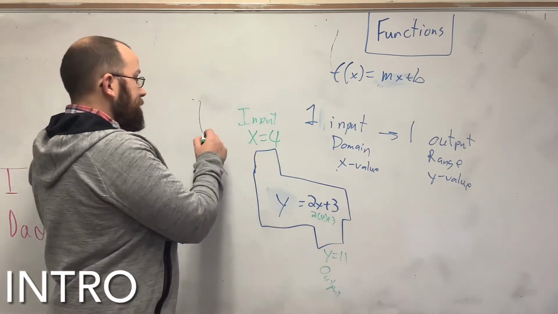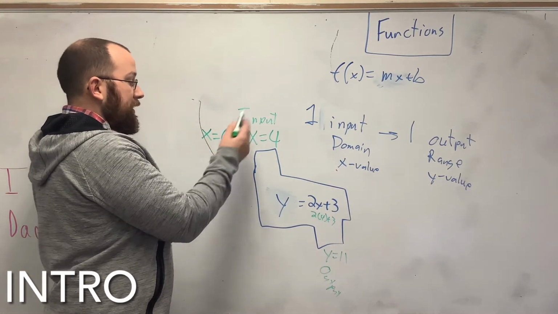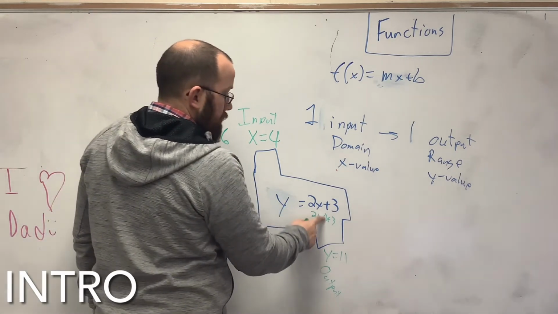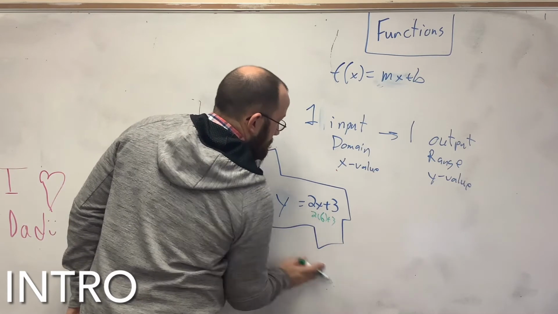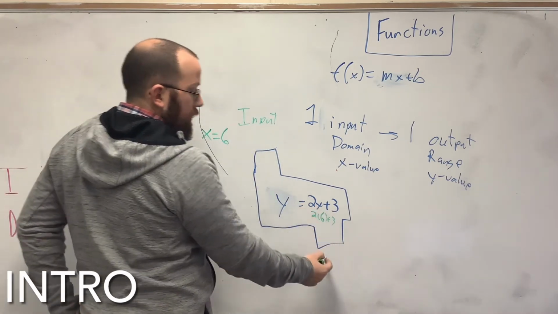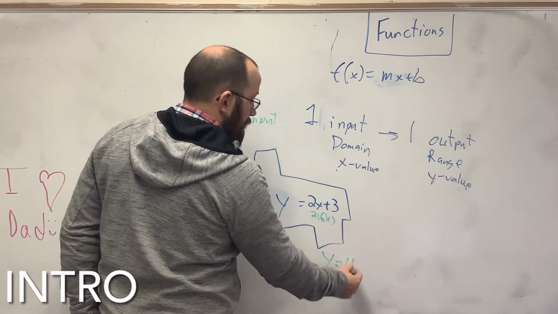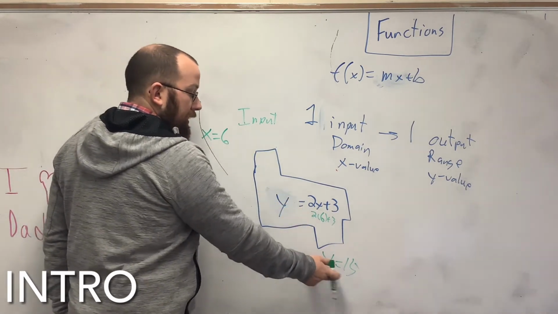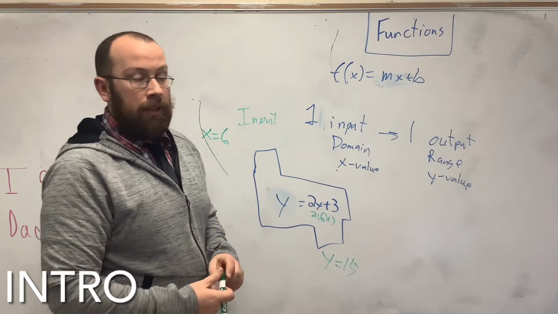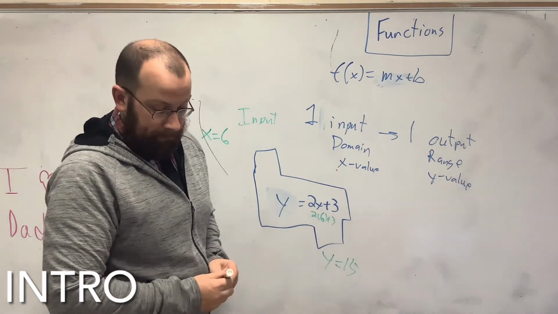Now I could say x equals 6. So throw that in there, and I get 15. So every time I put 6 into this function machine, I'm going to get y equals 15 out. It's never going to change.